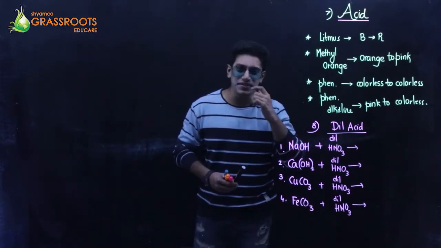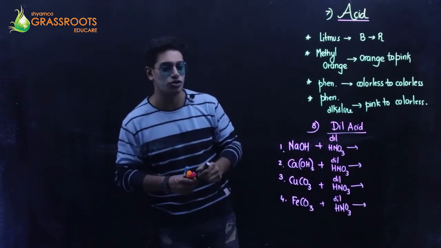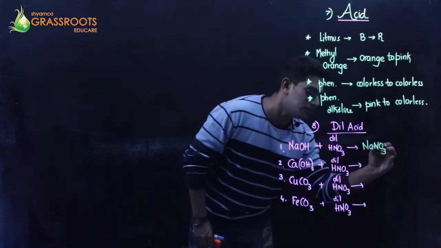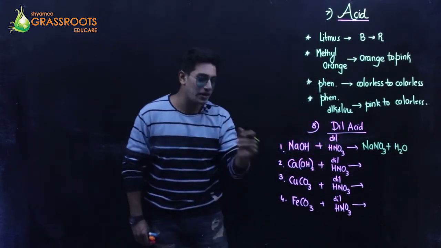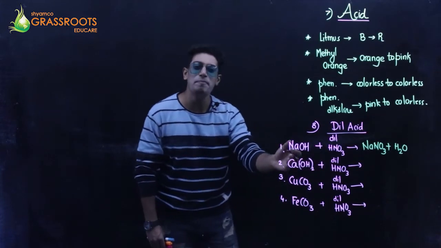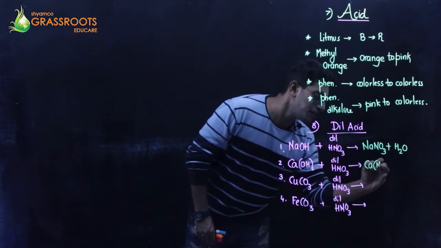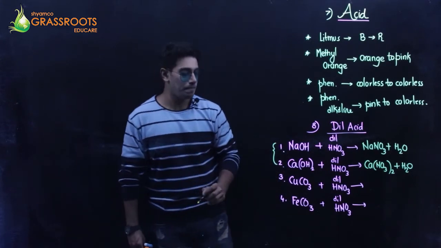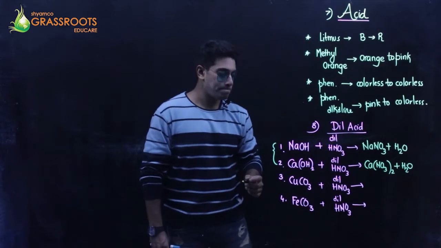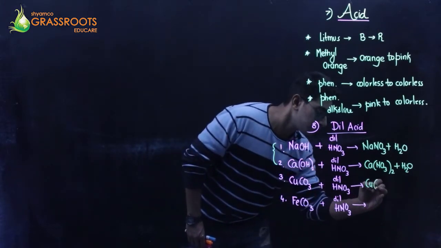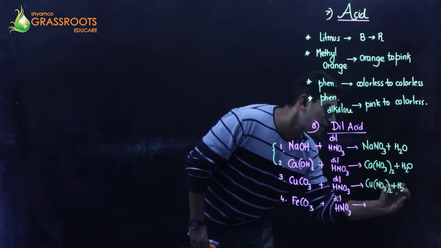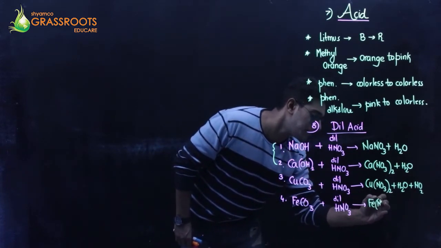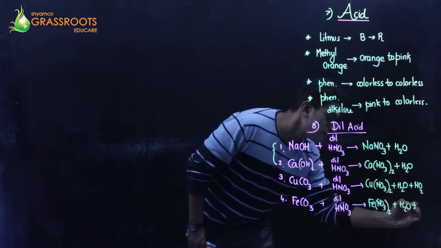Alright, NaOH, which is acid plus base, gives salt and water, the neutralization reaction. So acid plus base gives salt. It will give you NaNO3 plus water. Okay, again, acid plus base gives salt and water. Calcium nitrate plus water. So these two reactions I have written are neutralization. Copper carbonate plus HNO3 gives copper nitrate plus water plus nitrogen dioxide gas. And again, same, Fe(NO3)2, iron nitrate plus water plus, it's carbon dioxide, right?